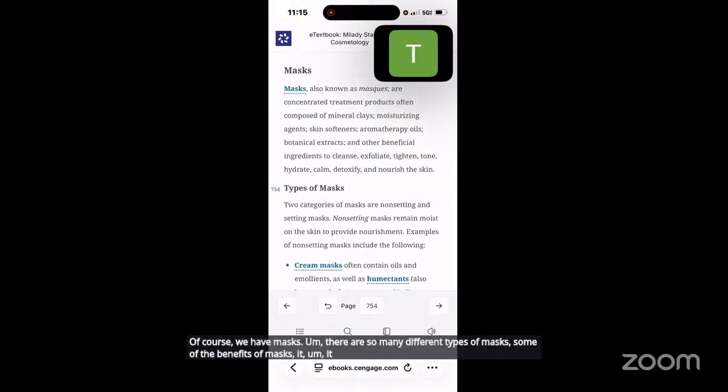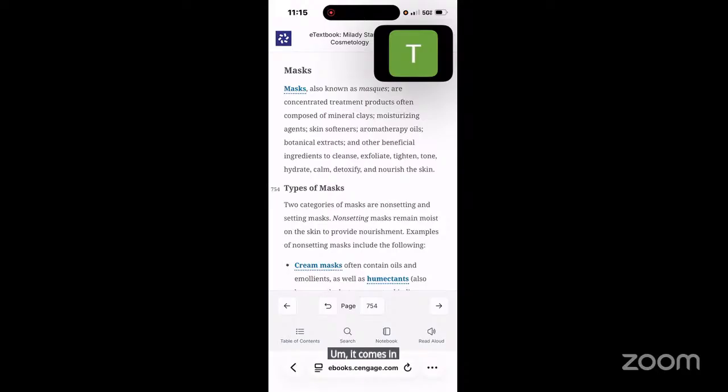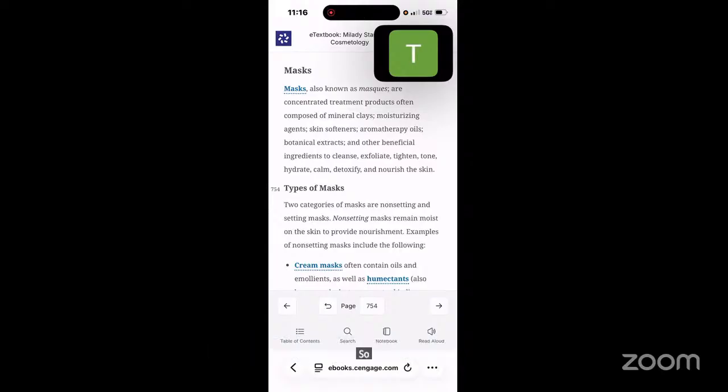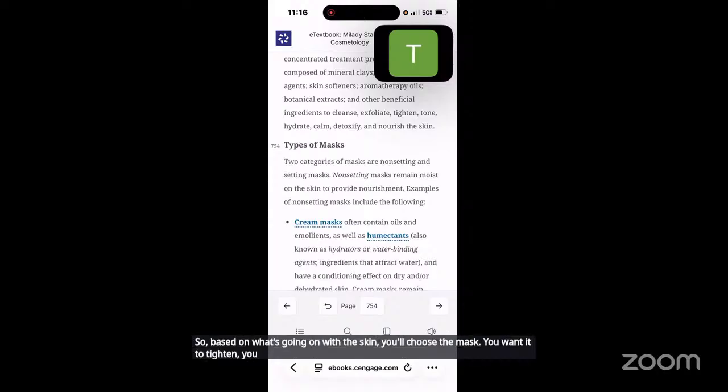it exfoliates, it tones, it comes in gel, it comes in clays. For oily skin, I always try to do a clay mask. For acne skin, I do a sulfur mask. For oily skin, I may do a gel mask or a sheet mask as well. Dry skin, a cream or a gel or sheet. So based on what's going on with the skin, you'll choose the mask. You want it to tighten, you want it to detox, you want it to nourish the skin. There's a type of mask for all of that.